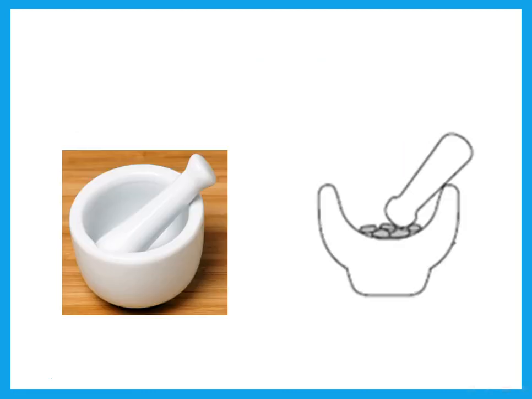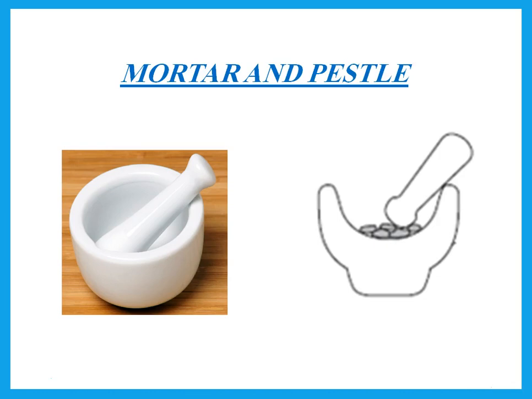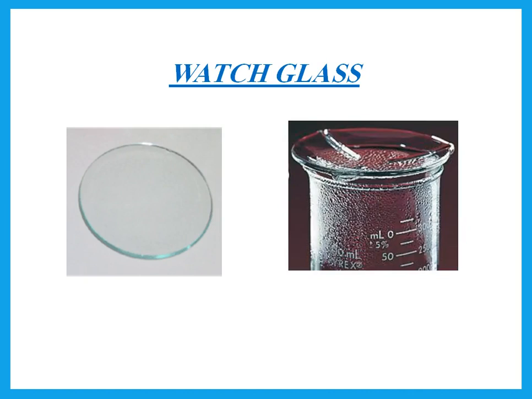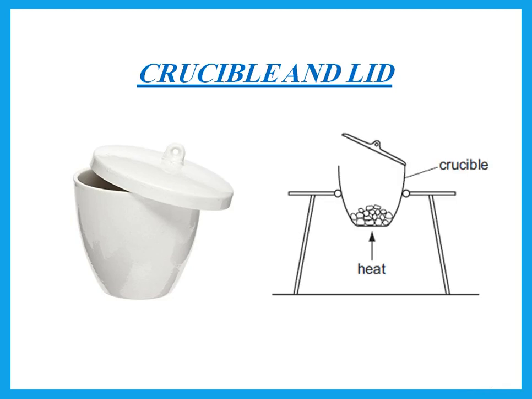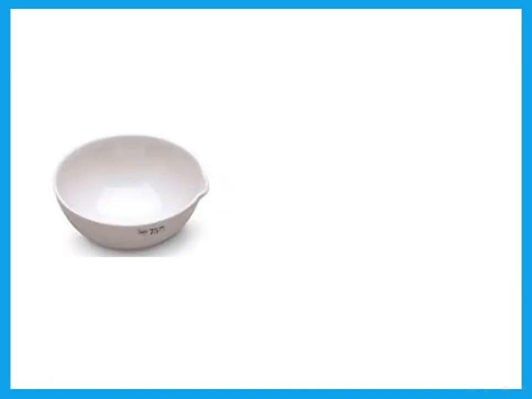This is what? Mortar and pestle. The bowl itself is the mortar and the handle is called the pestle. Of course, this is for crushing a solid. What's this? This is a watch glass. Usually we use it to cover a beaker, especially if we're doing something like chromatography. This is to prevent the solvent from evaporating. This, of course, is a crucible and lid, so we use it if we're trying to heat a solid.